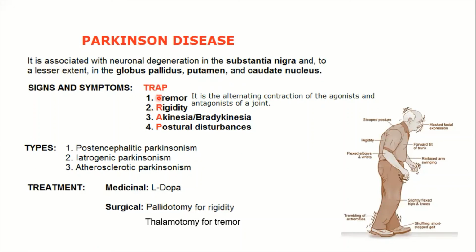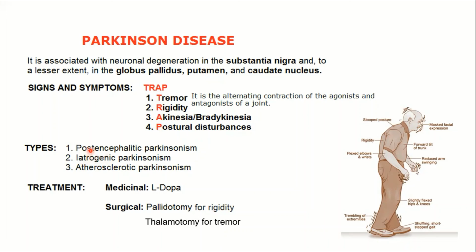Then TRAP R, this is rigidity, typically the cogwheel rigidity, and also the plastic rigidity. Cogwheel rigidity is where, when the arm is moved, for example, the movement is resisted, occurring in motions and steps. And with the letter A, TRAP is akinesia, bradykinesia. Movements are very less. And TRAP P is postural disturbances, right? This is a typical stupor of the patient.